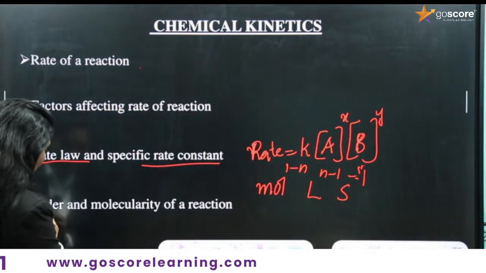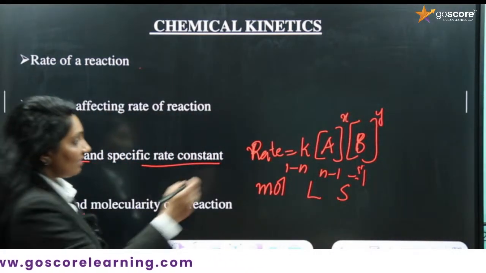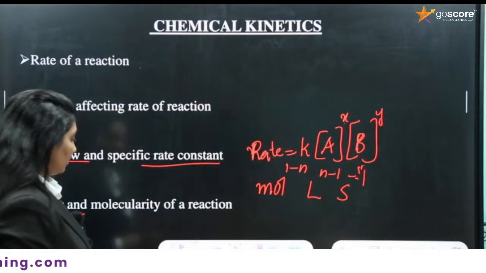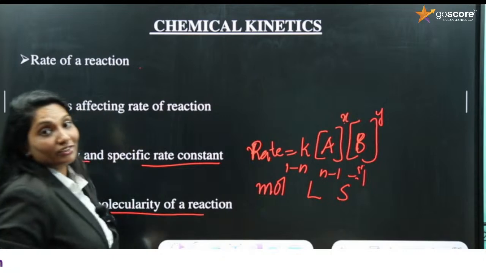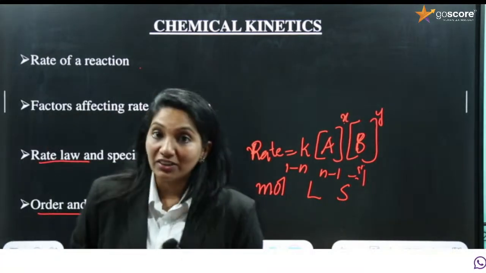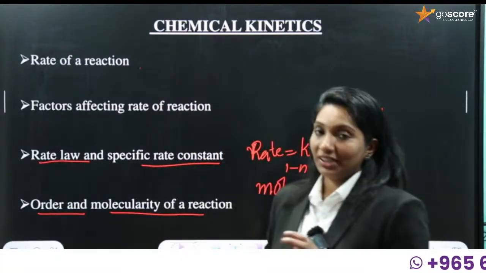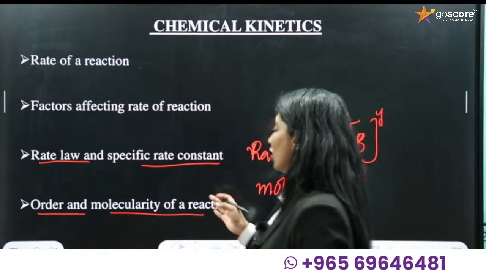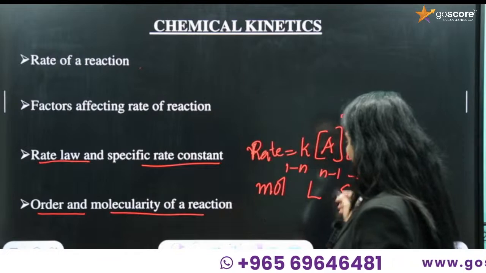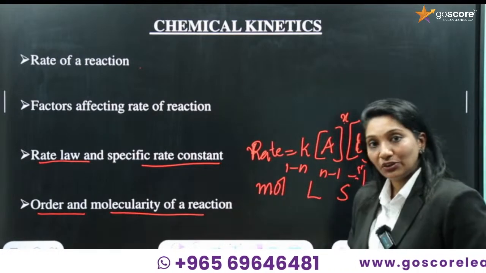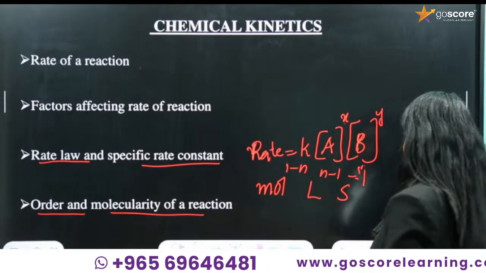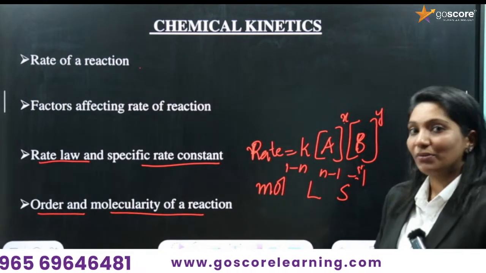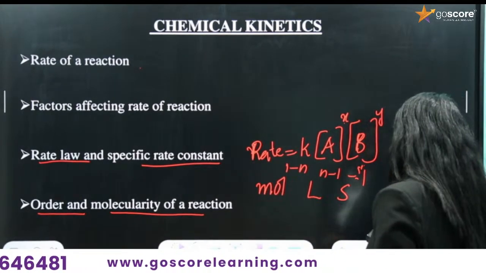Okay, then what is the order of reaction? It is the sum of those exponents in the rate law equation. And what about the molecularity of reaction? The number of molecules actively participating in a chemical reaction is what we call the molecularity. And if you get the order, we can easily find out the unit of rate constant. All these things we have discussed in detail in the first and second part of the videos, right?